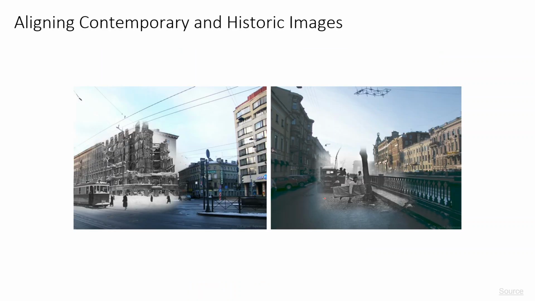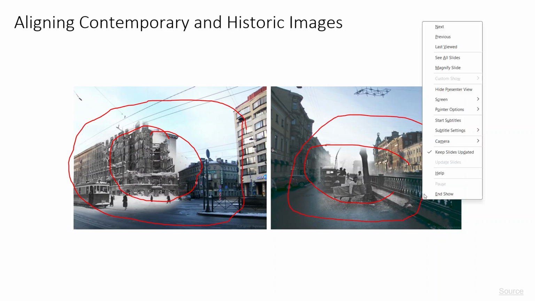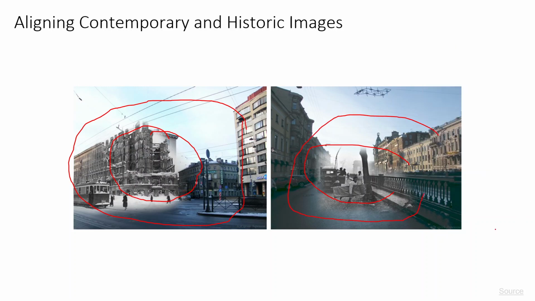And aligning contemporary and historic images is one of them. So you can see the background is the contemporary or the current image, and in the center we have the historic image. Same here. So if we are able to match the points between the historic image and the contemporary image, we would be able to find this transformation and do the alignment.